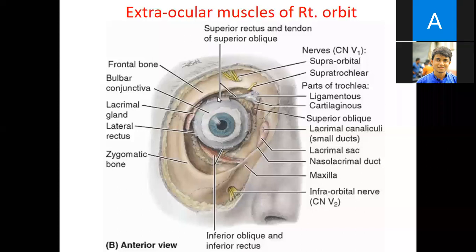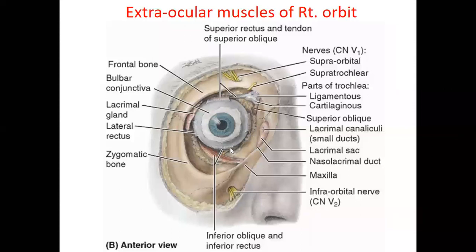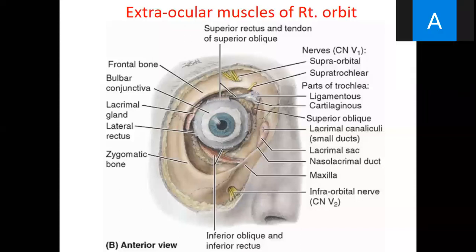So, this one is superior rectus, this one is superior oblique. And inferior aspect, you can see here cut portion of inferior oblique, inferior rectus. This one is inferior oblique. And here medial rectus, here lateral rectus. Now another muscle is there, levator palpebrae superioris. That one is not shown here.